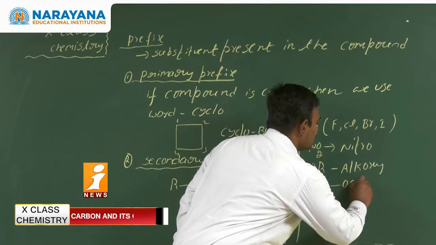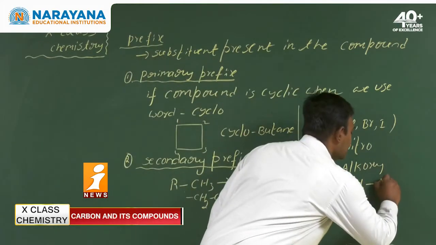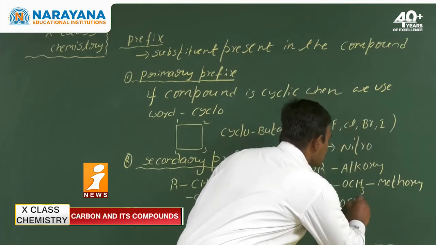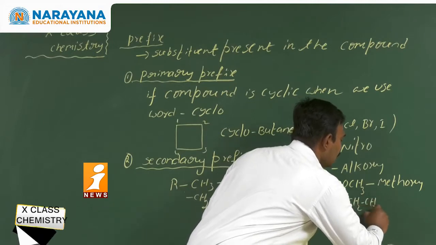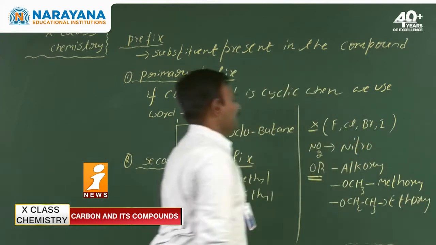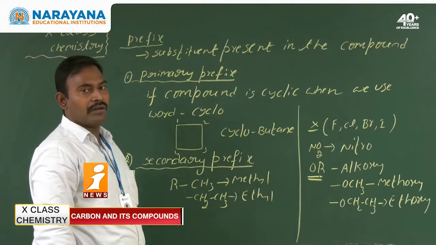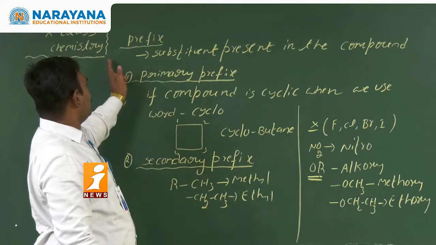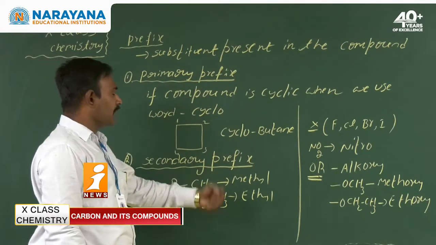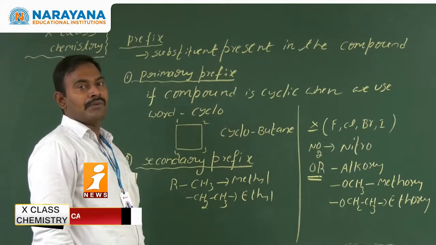Suppose we take OCH3, what is the name of this group? Methoxy. Next, if we take OCH2CH3, what is the name of this group? Ethoxy. So these are the main substituents that we find in the given compound. So once again, prefix: first type is primary prefix, second one is secondary prefix. Now we discuss the numerical prefix.